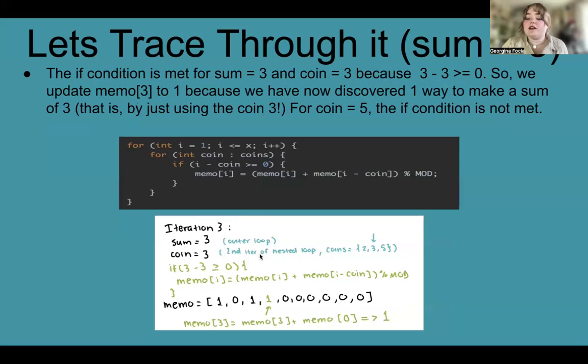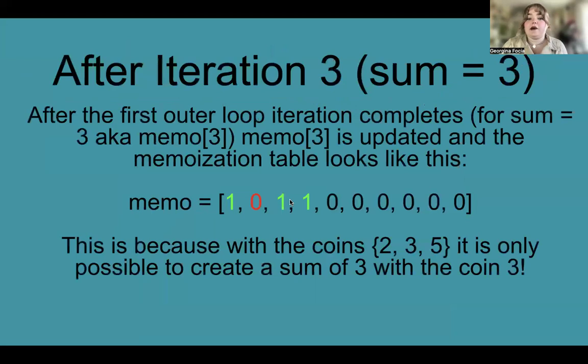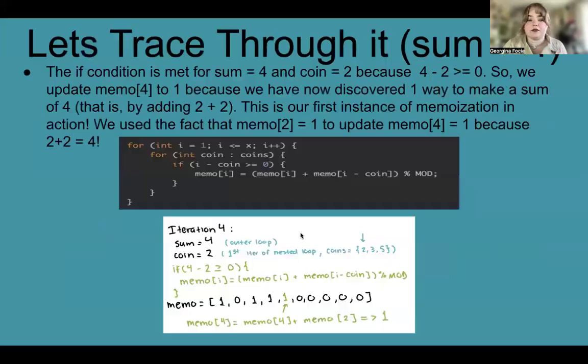So now when we're on our second iteration of our nested loop for the sum equals 3, we meet the if condition and we update our memoization table to be equal to 1. And this is simply just because we can create a sum of 3 just from the coin 3 itself. For coin 5, the if condition is not met because obviously 3 minus 5 is not greater than or equal to 0. So after iteration 3, our memoization table looks like this, where memo of 3 is updated to 1. And this is because with the coins 2, 3, and 5, it's only possible to create a sum of 3 with the coin 3 itself.